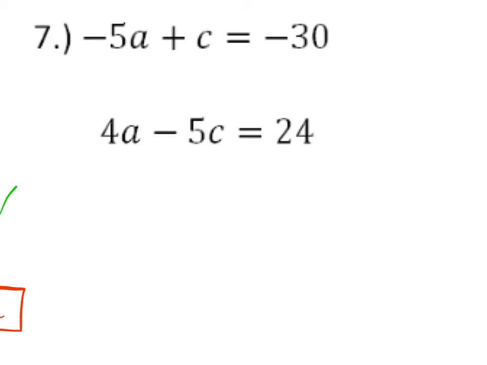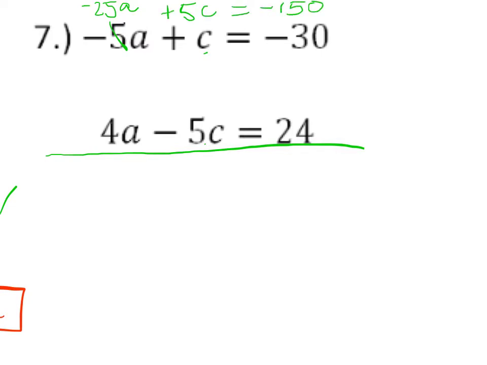I'm going to go ahead and do, I see C alone, so I could do substitution pretty easily. I know a lot of you like elimination though, so let's just do that, elimination. Okay, we need a variable matching. I'll go ahead and match the C's. In order to do that, I'm going to need to multiply everything up here on the top by 5, which would give me negative 25A plus 5C equals negative 150.